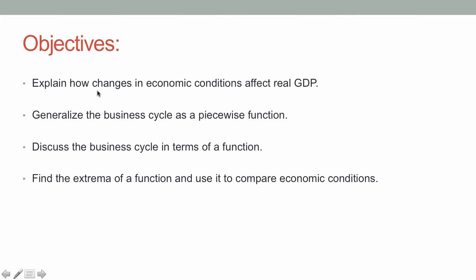All right, so what do we cover? Again, we talked a lot about how changes in economic conditions affect this idea of real gross domestic product. We generalized the business cycle as a piecewise function. We looked at the Great Depression, right? Broke it down into 3 functions. We discussed the business cycle in terms of a function. So there's places of growth, there's places where we peak, there's places of recession where we decline. We found the extrema of a function, maximum and minimum values. We used it to compare economic conditions. All right. Hopefully this was a good, helpful video for you to understand better economics and how math plays into understanding economics better.